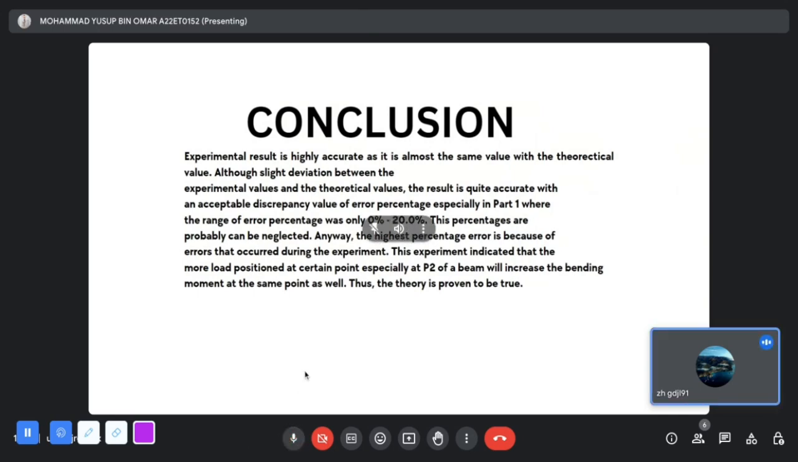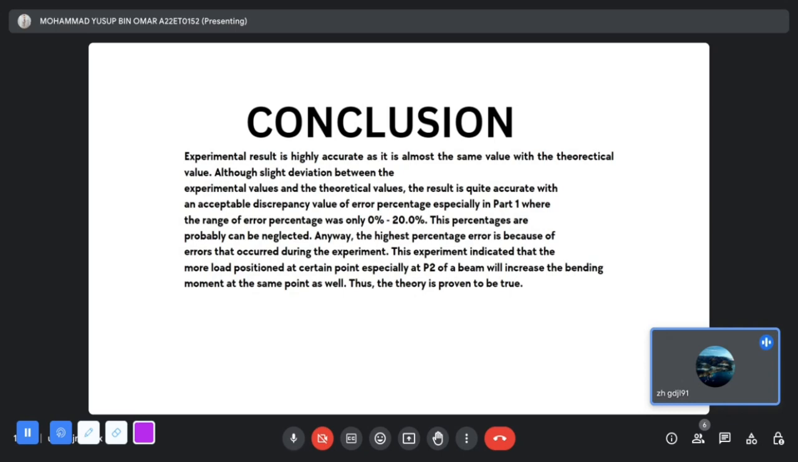Moving to the conclusion, we can say that our experimental result is highly accurate because it is almost the same as the theoretical value. Although we have slight deviations between the experimental value and the theoretical value, the result is quite accurate, and the range of error percentage is almost 0% to 20%. So these percentages can probably be neglected. The highest percentage error is because of errors that occurred during the experiment.